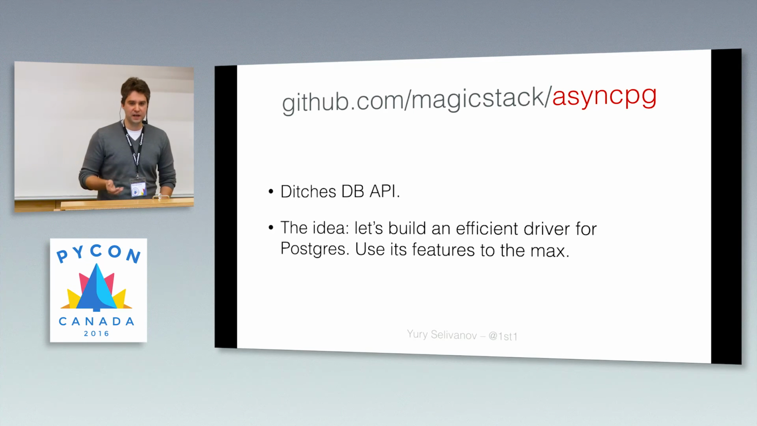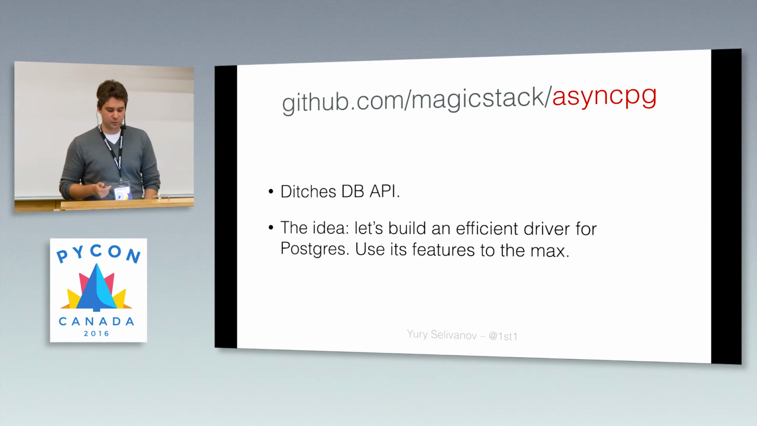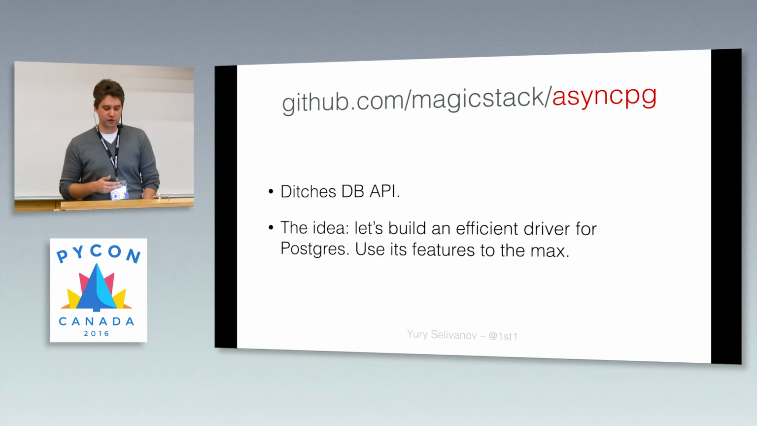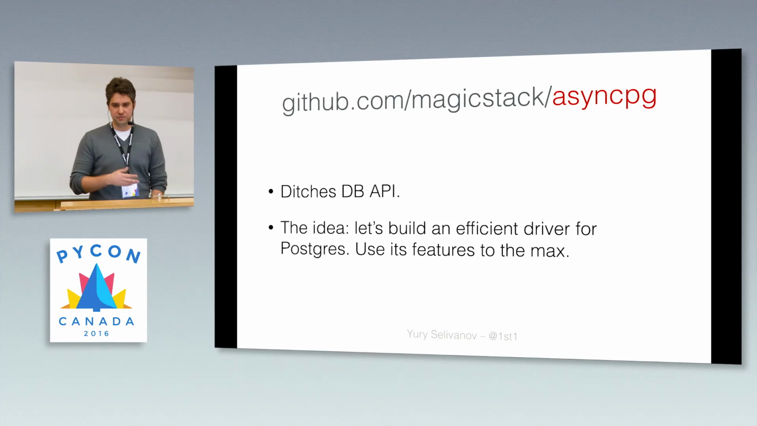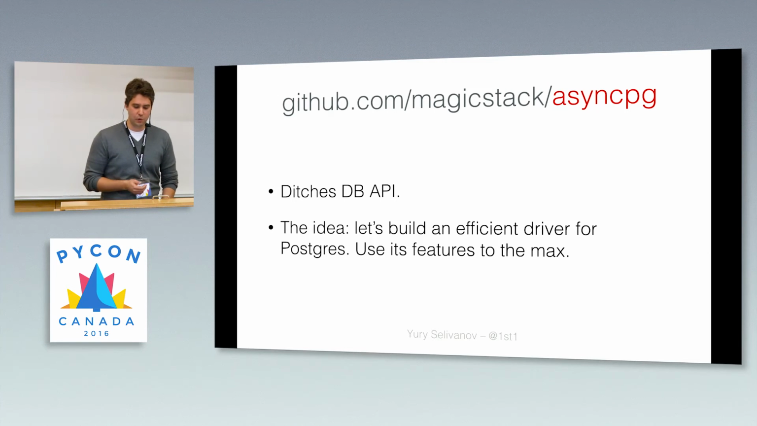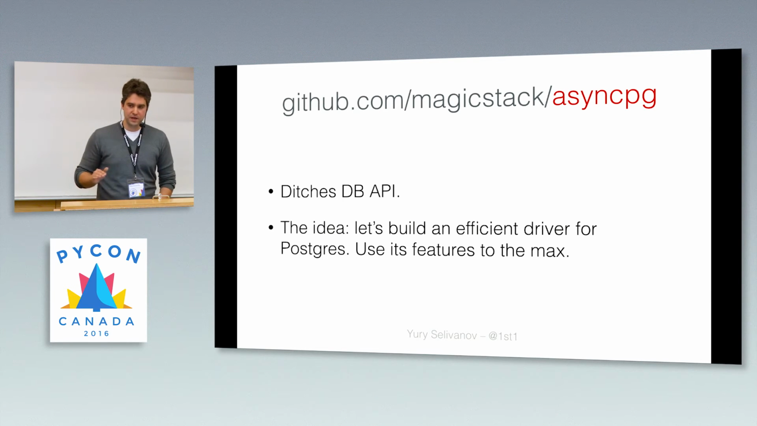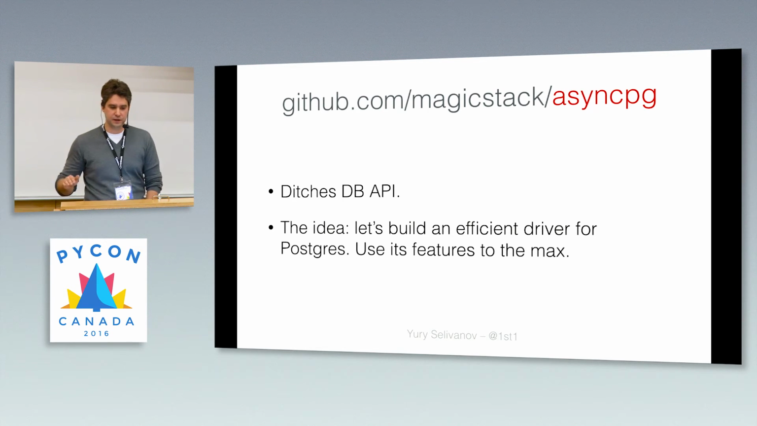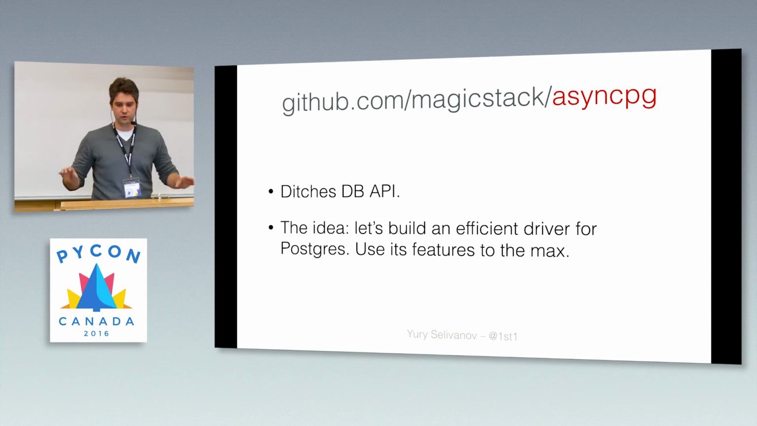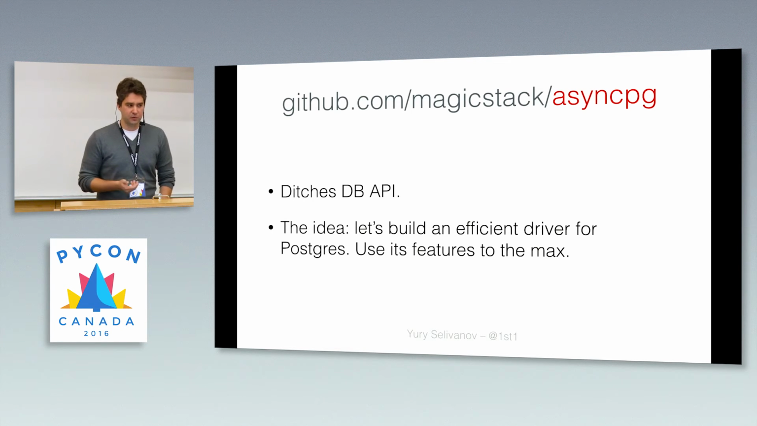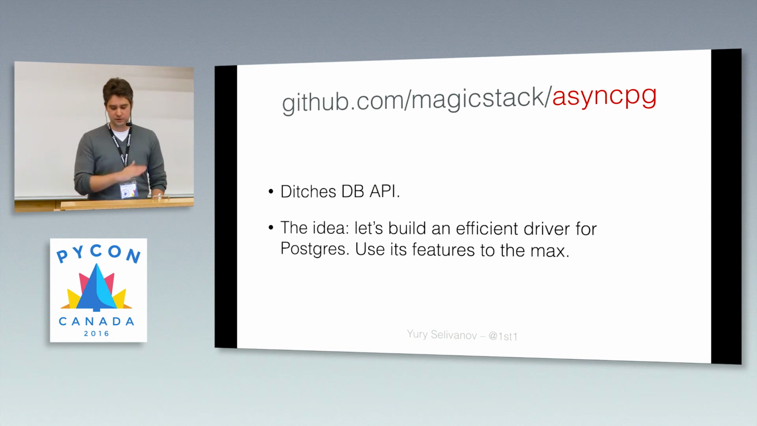When we started to design the AsyncPG library, we thought a lot about the API, like how it should look. One of the options was to just use the Python DB API, just add some async await on top of it, and that's it. But we realized that the Python DB API isn't really good because it's a common ground for all databases, and you cannot actually use Postgres efficiently using just the DB API. So we decided, okay, let's build an efficient API just to utilize Postgres efficiently.